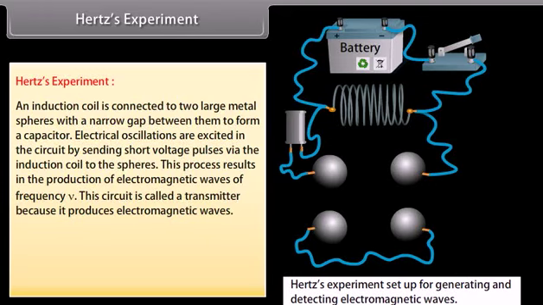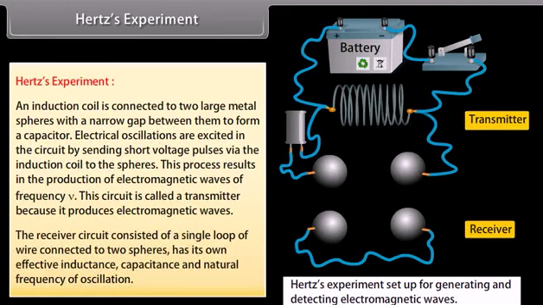This circuit is called a transmitter because it produces electromagnetic waves. The receiver circuit consisted of a single loop of wire connected to two spheres, which has its own effective inductance, capacitance, and natural frequency of oscillation.